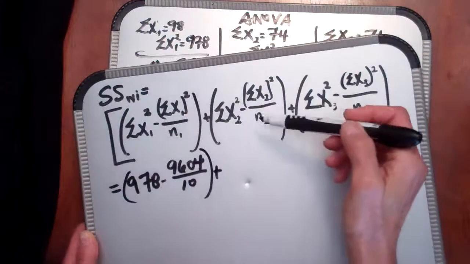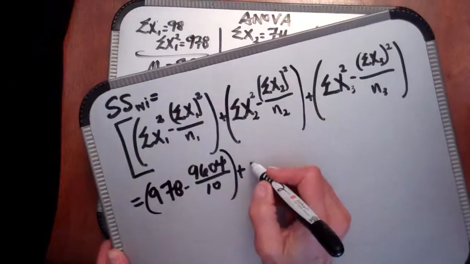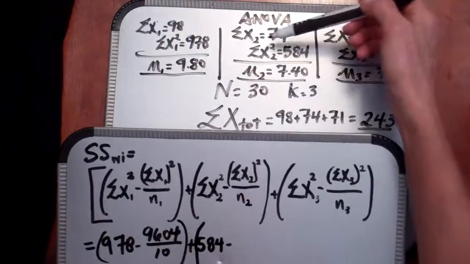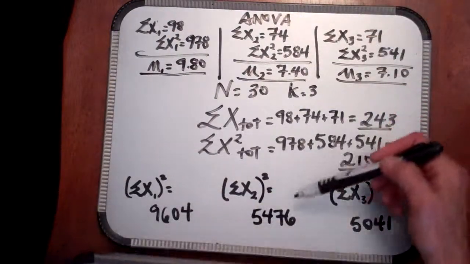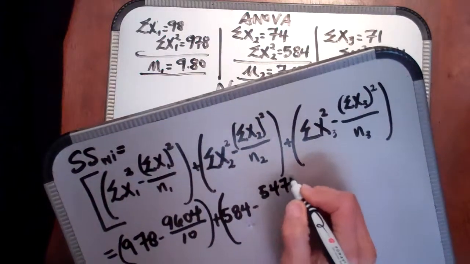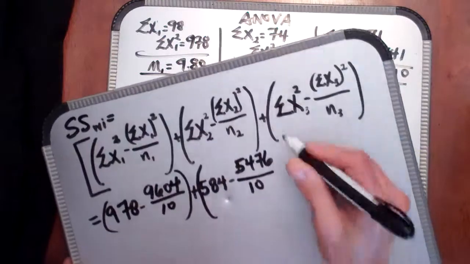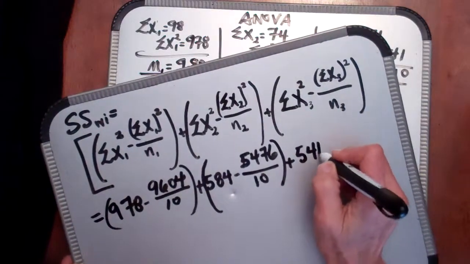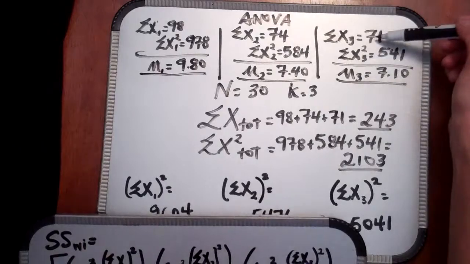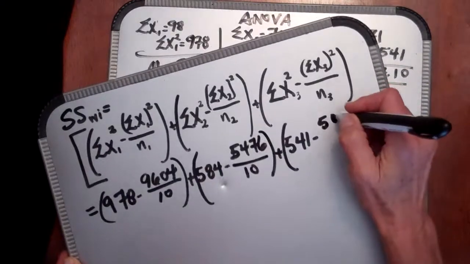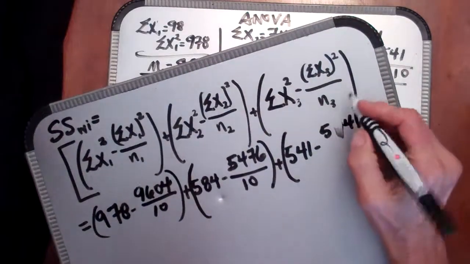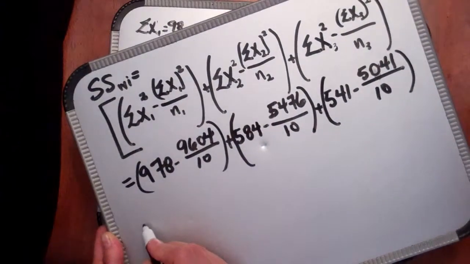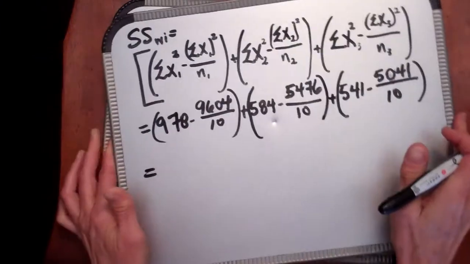And then we're going to do the same thing for group 2. Sum of the x's squared, 584, minus, let's put that parenthesis in there, the squared sum of the x's value, 5,476, divided by 10, plus the sum of the x's squared, which is 541, minus the sum of the x's squared value, 5,041, divided by 10, right? Okay, so that's pretty easy.